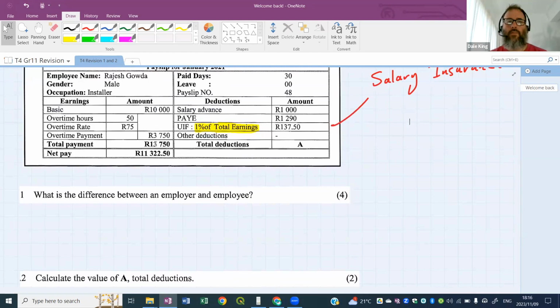So if you look at the pay slip, we see A here at the bottom. They want you to work out what is that total. Get your calculators out. Time for you to do some work. I'll give you 1 or 2 minutes to work out what is the value at A. The total deductions is only on this right-hand column. Quickly calculate that, put it in chat and tell us when you're done, and we can move on to the next question.